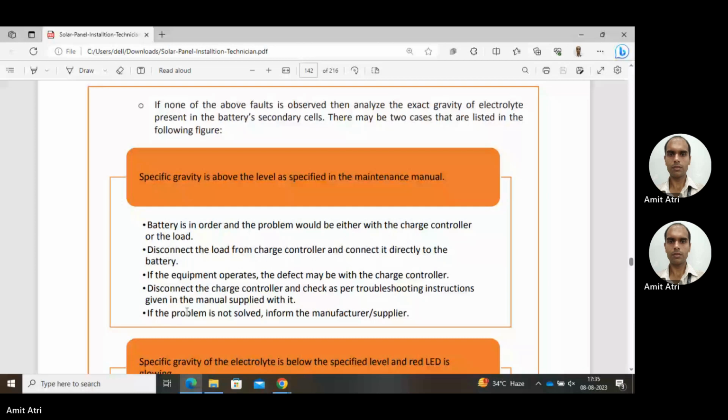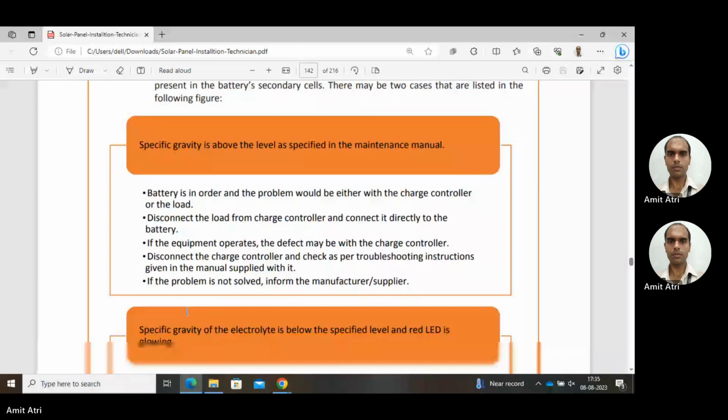Second, disconnect the charge controller and check as per the troubleshooting instructions given in the manual supplied with it. If the problem is still not solved, then we need to inform the manufacturer or the supplier. Now, the specific gravity of the electrolyte is below the specified level and the red LED is glowing. If it was above the level, then the charge controller or the load was having some issue. We need to check the charge controller.